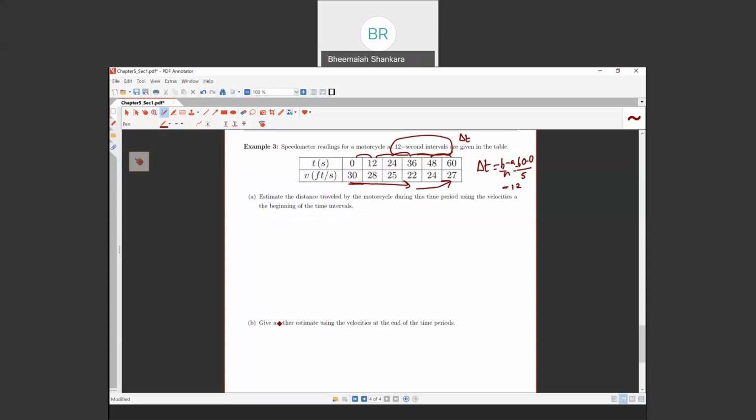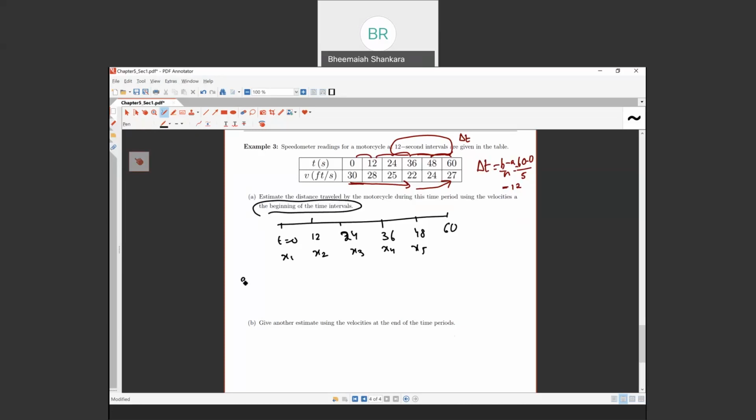So now let's estimate the first part. Estimate the distance traveled by the motorcycle during this time period using the velocities at the beginning of the time interval. So first you would want to draw a number line t equal to 0, 12, 24, 36, 48, 60. Then you call x1, x2, x3, x4, x5. The question says beginning of the time interval, so you want to neglect the last point.